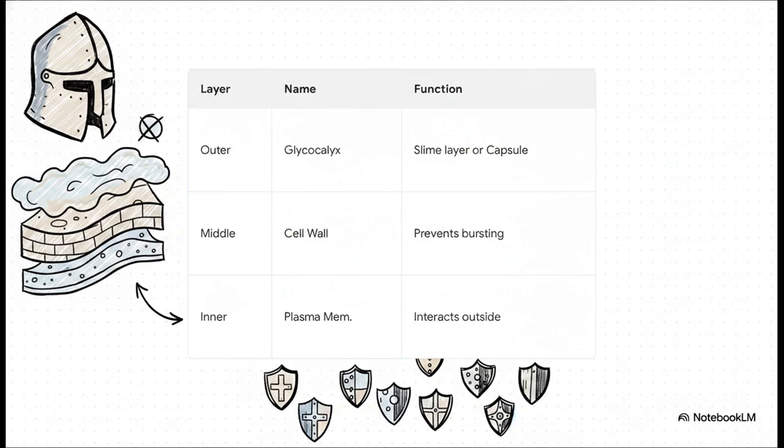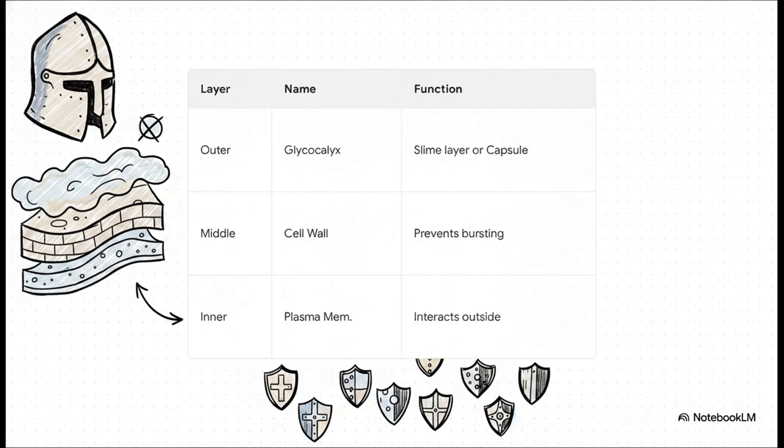It can either be a loose, sticky sheath, called a slime layer, which actually helps bacteria slip right past immune cells or stick to surfaces, or it can be a really thick, tough capsule designed to help the organism survive in extreme environments. Beneath that outer shield is the middle layer, the cell wall. This gives crucial structural support. Honestly, without it, the internal pressure of the cell would cause it to just pop and burst like an overfilled water balloon. Finally, the inner layer is the plasma membrane.